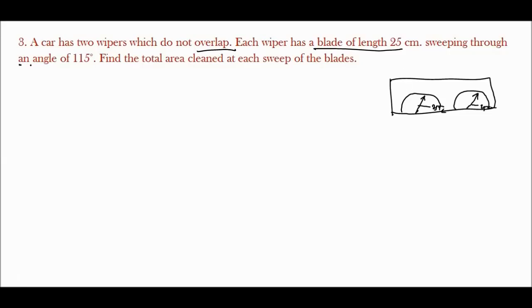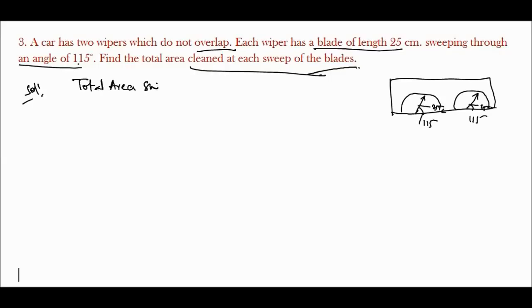Swiping through an angle of 115. This is also 115. Find the total area cleared by each swipe of the blades. Solution: the total area we need to find is the area swept by two blades, which is equal to the area of a sector. This is a sector covered by the wipers.